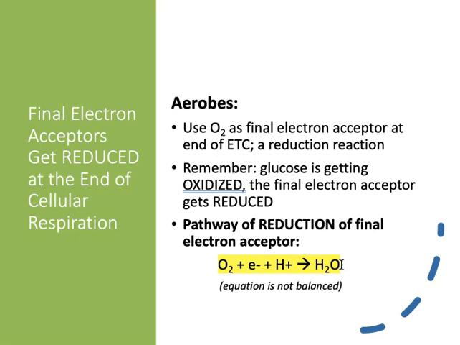Now, note that this equation is not balanced. We don't need to balance this equation to understand it. Oxygen is going to gain electrons. It's going to get reduced. And with the addition of a little hydrogen ion, water gets produced.